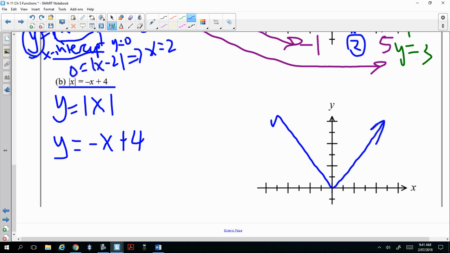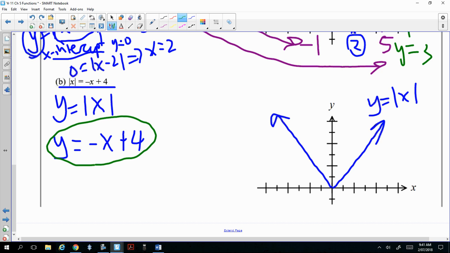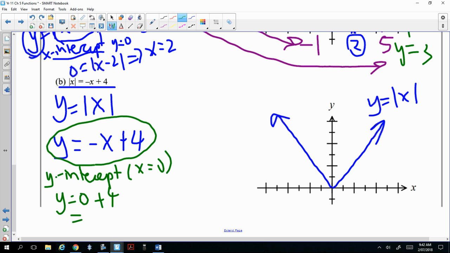Okay. How about the other bit? How do you draw this? You find the x and y intercept. Y intercept is when x is 0. So the y intercept is 4. Then get the x intercept, that's when y equals 0. So x equals 4. And then if you draw it, you find they cross at this point.